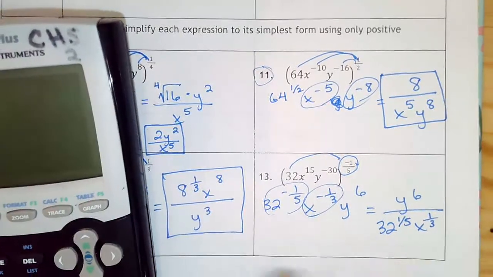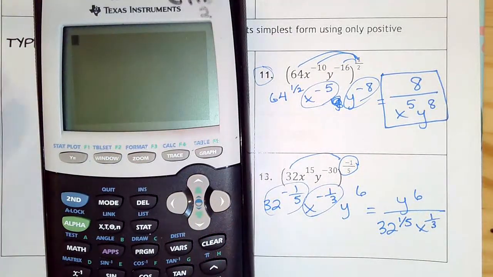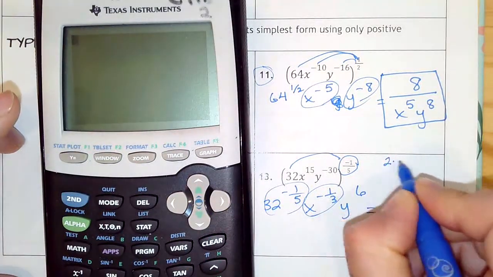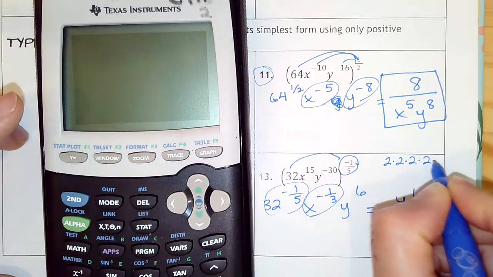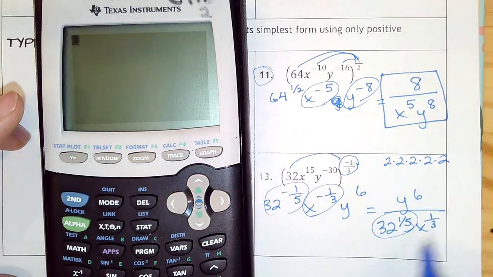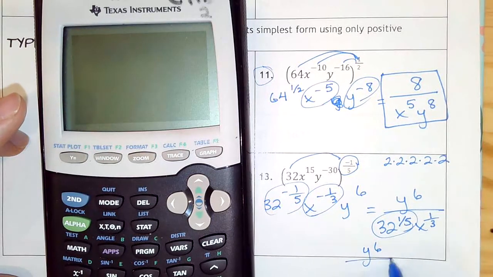Okay, that's really the 5th root of 32. Is that 2? Right, 2 times 2 is 4, times 2 is 8, times 2 is 16, times 2 is 32. Yeah, that's 2. So it's y to the 6th all over 2, x to the 3rd.